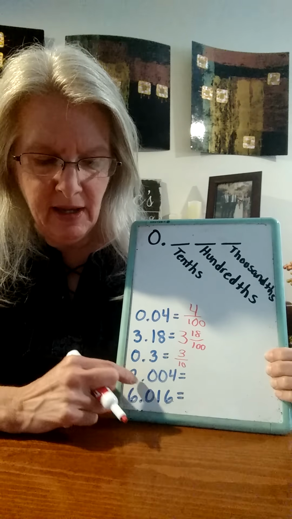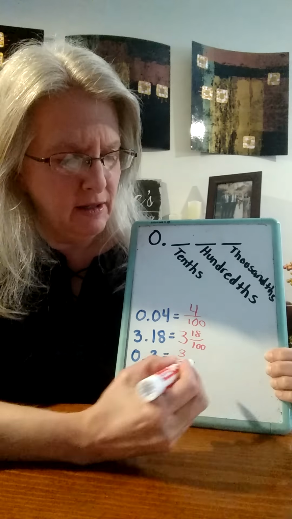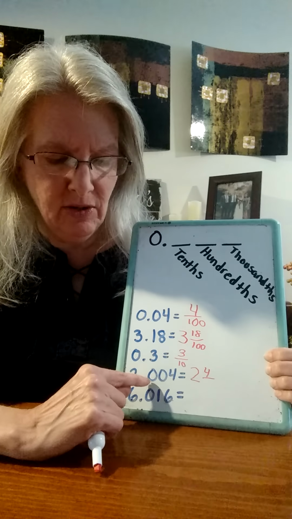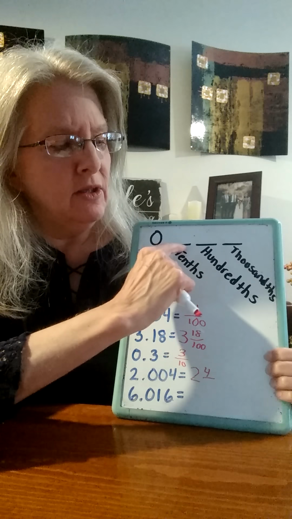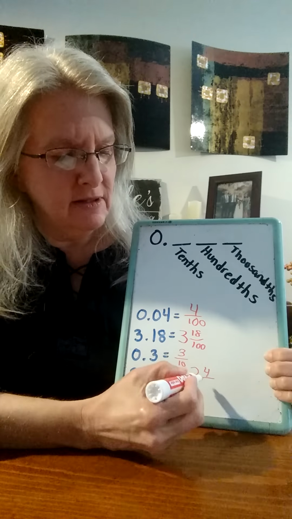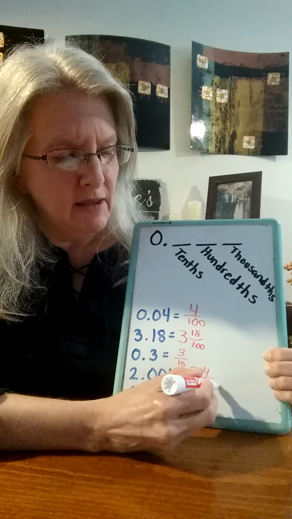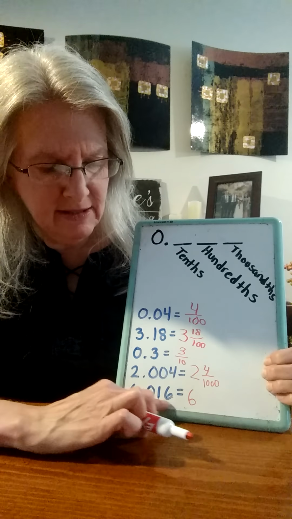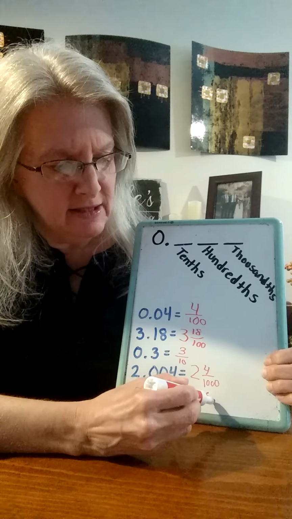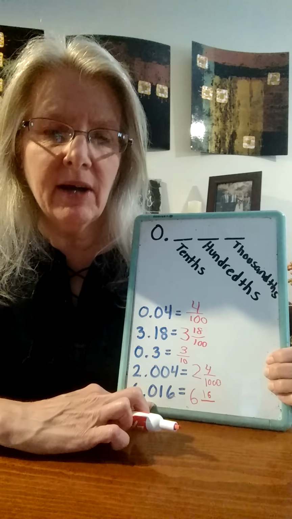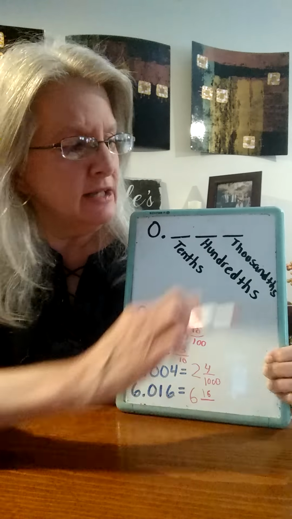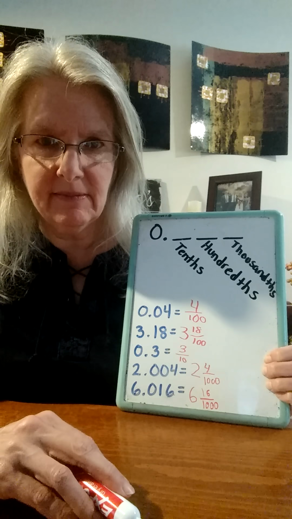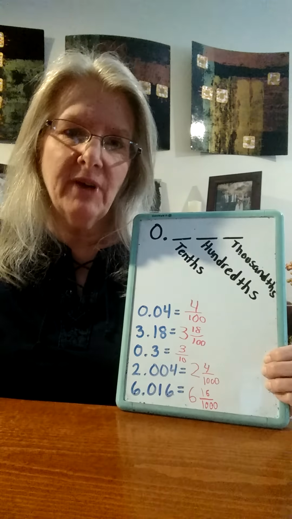Here we have 2 and 4 something. We have to figure out what place the 4 is in. Notice it's 3 places after the decimal. 3 places after the decimal would be thousandths. So we would say 2 and 4 thousandths. The last one is 6 and 16 something. We have to figure out what place value that one is. We see it's 3 digits after the decimal, which would make it thousandths. 6 and 16 thousandths.